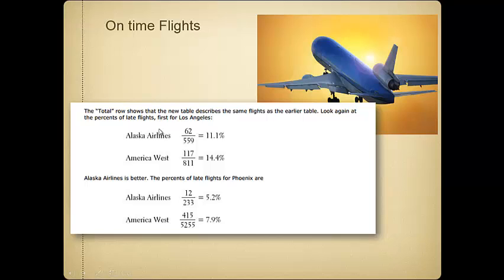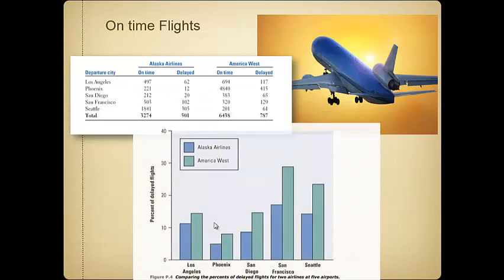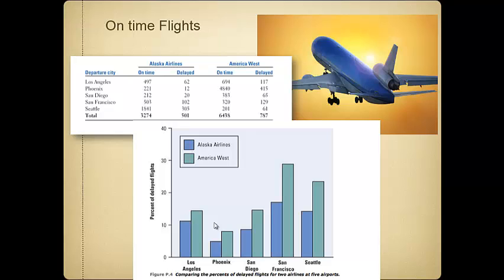The number of delays for Alaska Airlines versus America West just in Los Angeles, America West is a much higher rate of delays. And if we look at Phoenix, 5.2% delayed for Alaska Airlines and 7.9% delayed for America West. So why is it that this data seems to be backwards when we divide it into cities? In fact, if we look at all the cities and we plot it on a bar graph comparing the percents of delayed flights for the 2, the green is America West, the blue is Alaska Airlines.